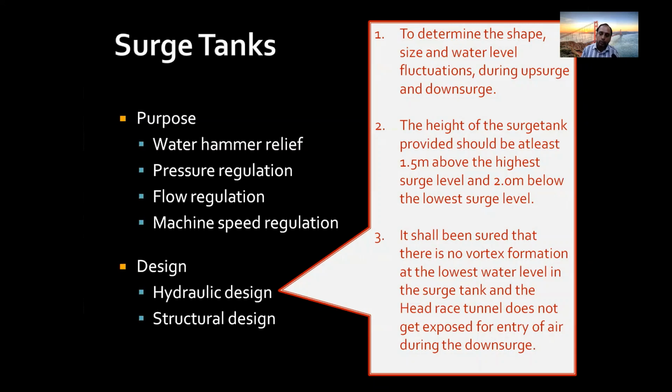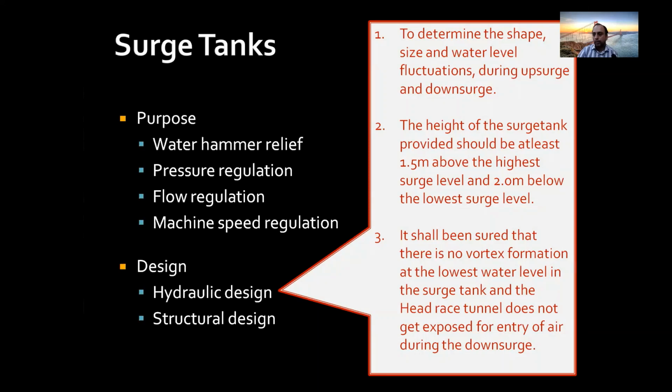The height of the top of the surge tank should be at least 1.5 meter above the maximum upsurge, the maximum water level, and should be at least 2 meter below the lowest water level which is going to take place in the surge tank. And it should also be ensured that there is no vortex formation at the bottom of the surge tank. There will of course be a different lecture on that.